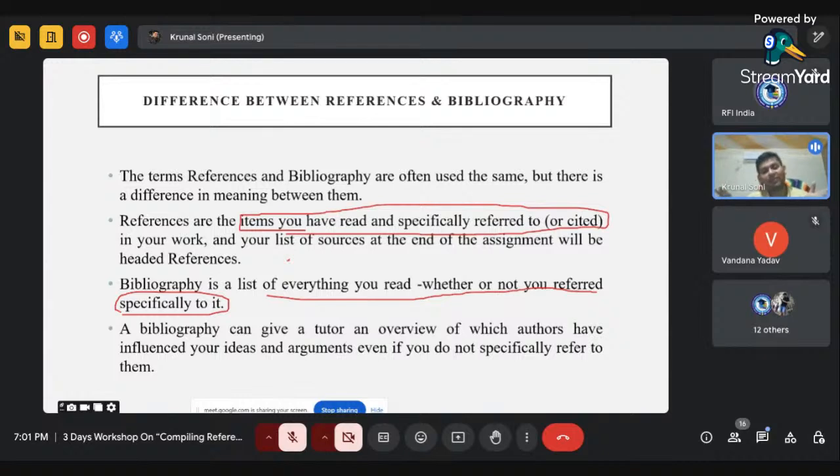So the basic difference between referencing and bibliography is that bibliography covers each and everything that you are reading, whether you are utilizing it or not. But references are those things which you are reading and utilizing as a part of citing. That is what is called references. I hope it is clear. So many times people consider references to be the same as bibliography. Is it correct?